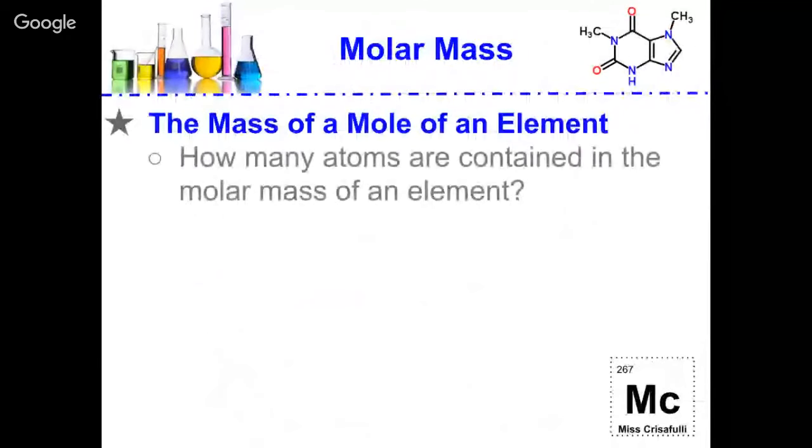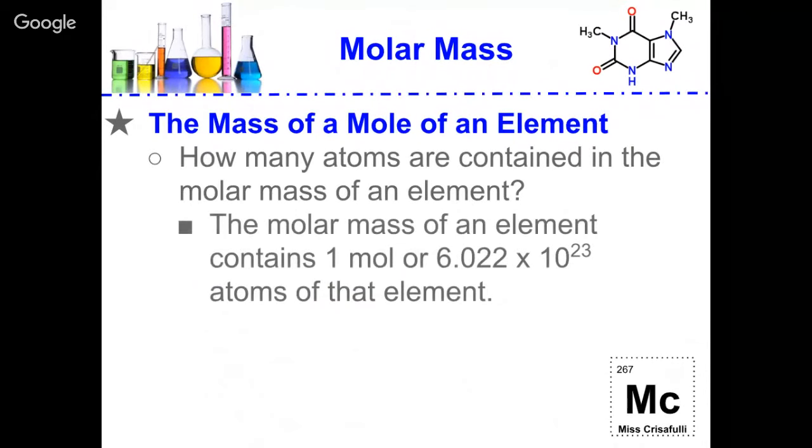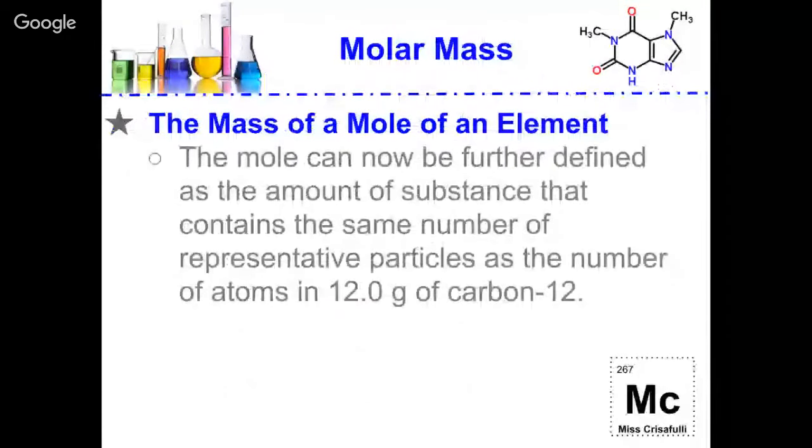So, how many atoms are contained in the molar mass of an element? The molar mass of an element has 6.022 times 10 to the 23rd atoms of that element. So the mole can now be further defined as the amount of a substance that contains the same number of representative particles as the number of atoms in 12 grams of carbon-12.